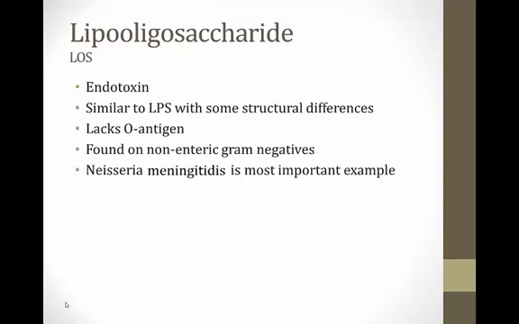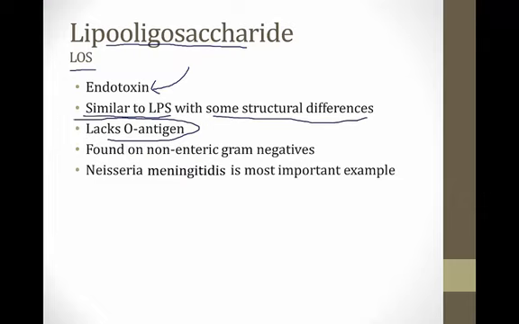There are some gram-negative bacteria that do not have endotoxin made up of lipopolysaccharides, but instead their endotoxins are made up of a compound called lipo-oligosaccharides, or LOS. These are very similar to LPS. They're still endotoxins. They still trigger an immune response. They just have some structural differences. For example, they generally lack the O antigen. And these LOS are found on non-enteric gram-negatives. And the most important example is Neisseria meningitidis.